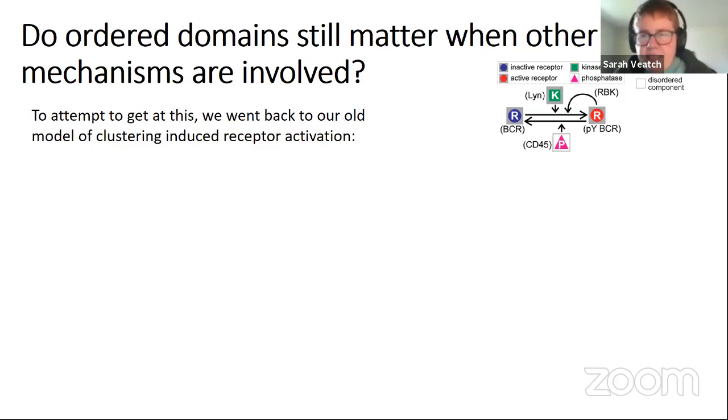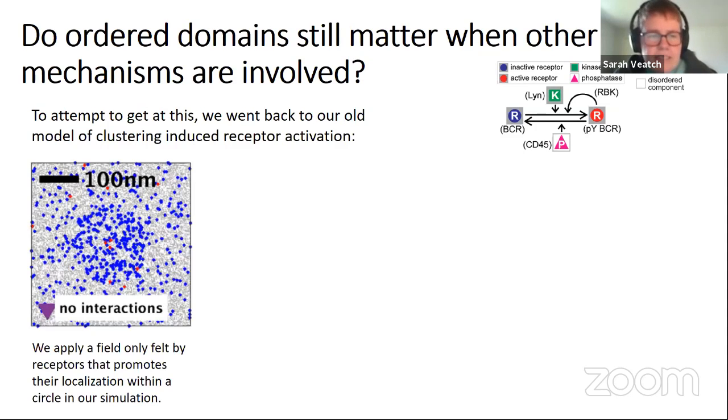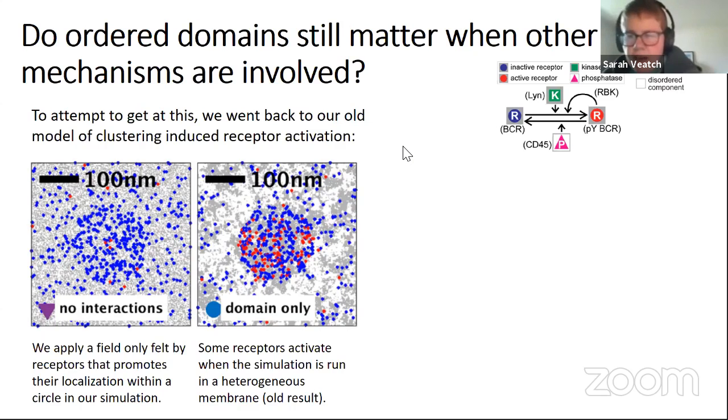To attempt to address this question, we went back to our old model. This is all a simulation now, so we can do whatever we want. In our model, the way that we cluster receptors is by biasing their localization to spend more time in the middle of our simulation, in a circle. And so that's what's going on here. But we can do that without domains and without any other types of interactions. We can do a domain-only model, which is exactly what we did before, where there's some partitioning based on domain preference of these components.